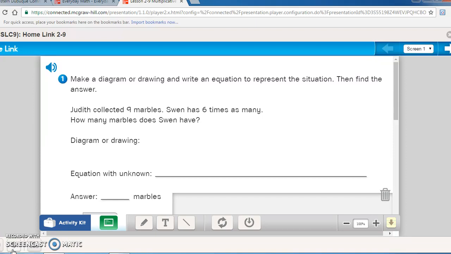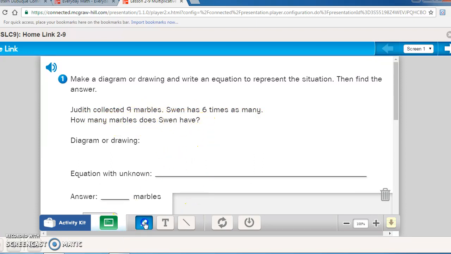You're going to need to get Math Masters page 77. You're going to be solving multiplicative comparison number stories. And this is the first one on that page. So again, if you need to go get it, pause it and go get it and turn it back on when you're ready to read along with me. It reads, make a diagram or drawing and write an equation to represent the situation. Then find the answer. Judith collected 9 marbles. Swen had 6 times as many. How many marbles does Swen have?